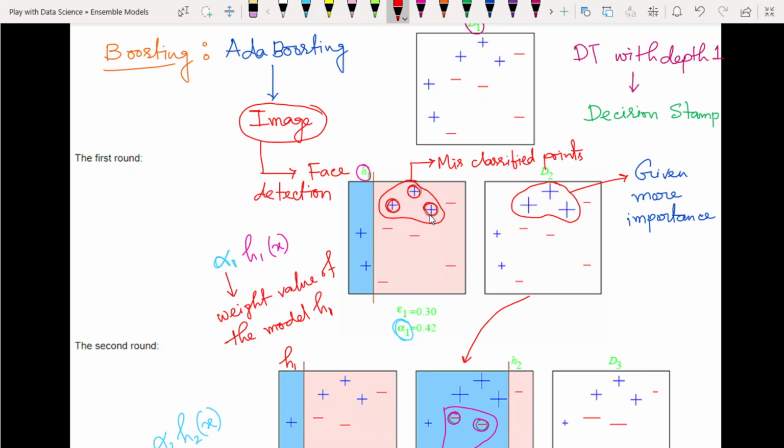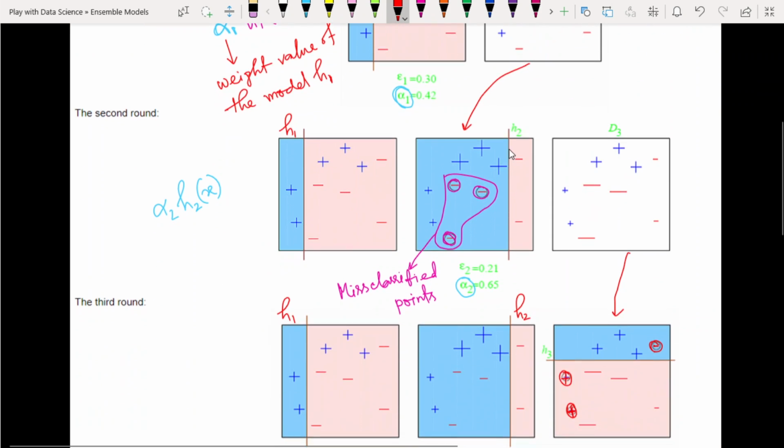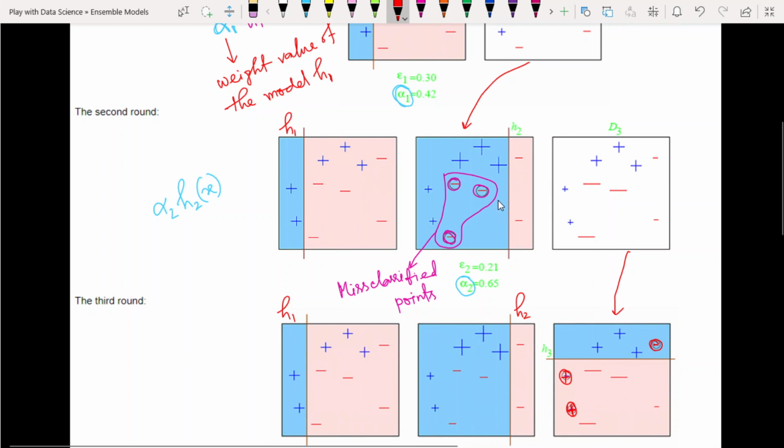Because of that, we will assign a larger sign to these points. And using this D2, we will build our next model H2. Already we have to keep in mind that model H1 is built, and we will decide some weight according to our accuracy value. Now by using D2 we build our model H2, and in H2 we see that our misclassified points are these 3 negative points, and again we give more importance to these 3 negative points, while previously we gave more importance to those 3 positive points.